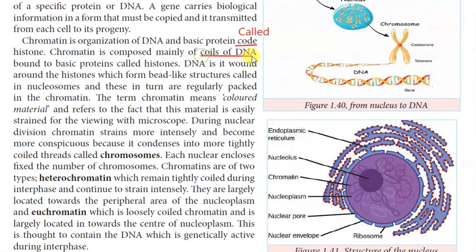Mainly of coils of DNA bound to basic protein called histone. Kwa tunakuwa tuna different coils of DNA ambazo zinakuwa zimebind to histone. Unaona? So DNA is wound around the histone which form bead-like structure called the nucleosome, and these in turn are regularly packed into the chromatin.